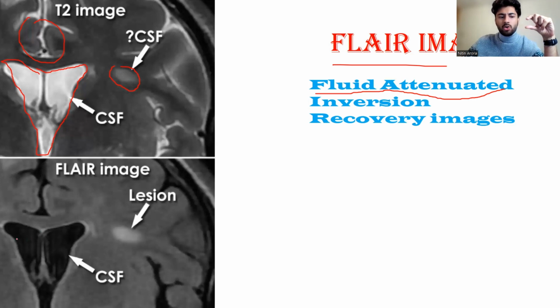So what we need to do is make all the water structures black. Everything that has water or fluid in it should turn black, and whatever remains is not water. Clear? So we attenuated the fluid signals so that everything left behind is something that is not water. That means that's not normal at that place. That is something pathological. Maybe infection, maybe tumor, maybe a classical sign of multiple sclerosis lesion, right? So this is where you need FLAIR images for MRI.